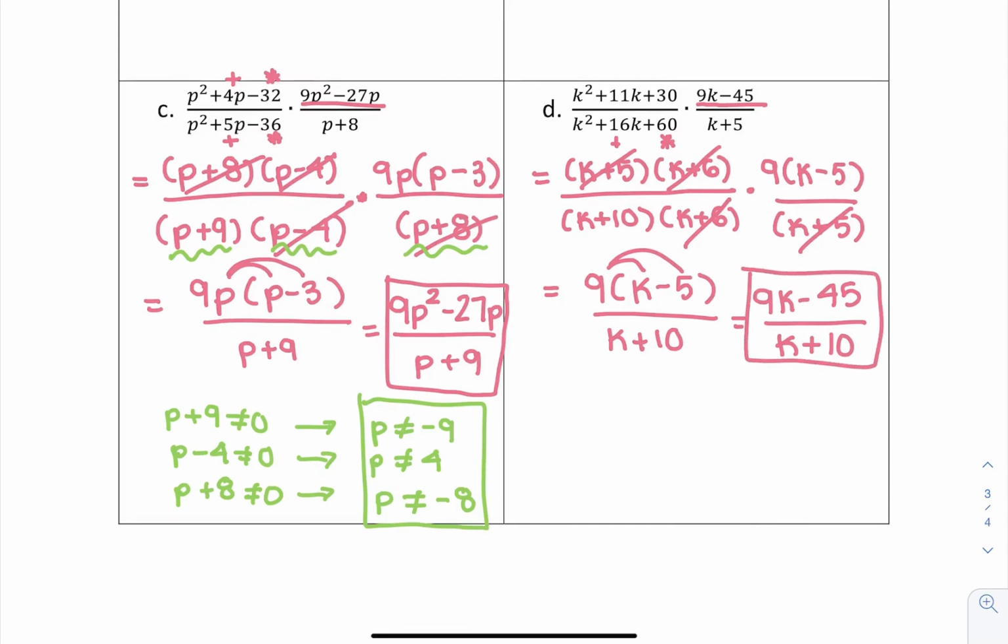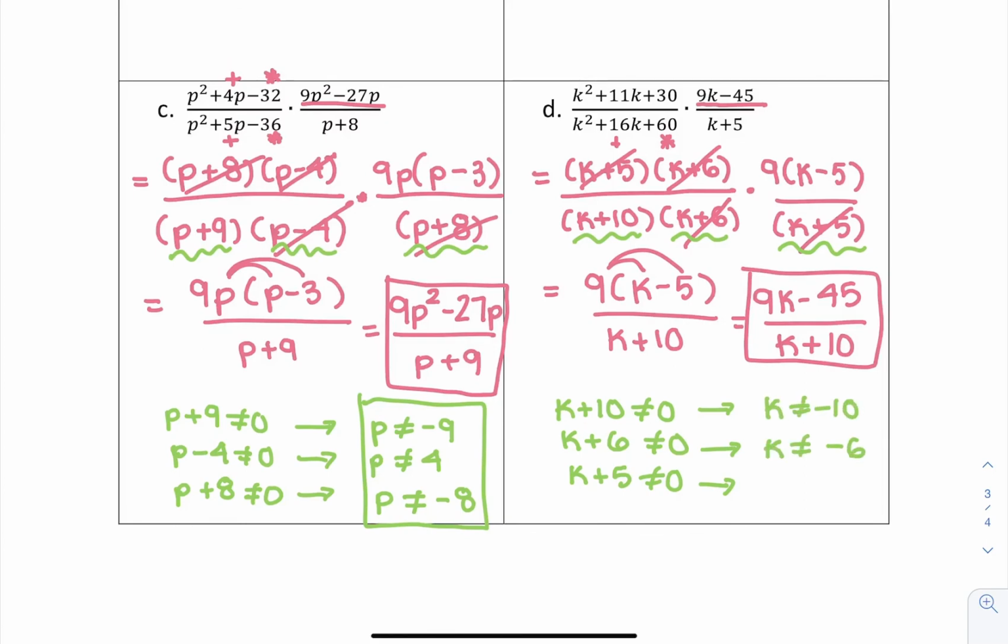Last up, let's check for excluded values. Check back to where you first factored. K plus 10 can't be 0 because that would make the denominator 0. We can't divide by 0. K plus 6 can't be 0, and k plus 5 can't be 0. So that means our excluded values are negative 10, negative 6, and negative 5. If we plug those back in, we'd be dividing by 0. So that's why there are excluded values.